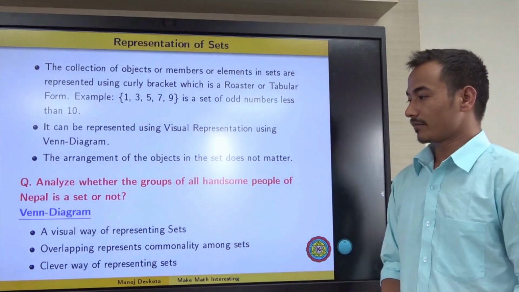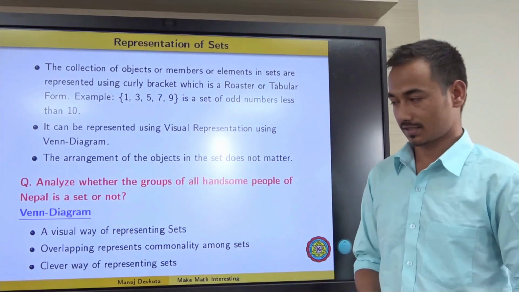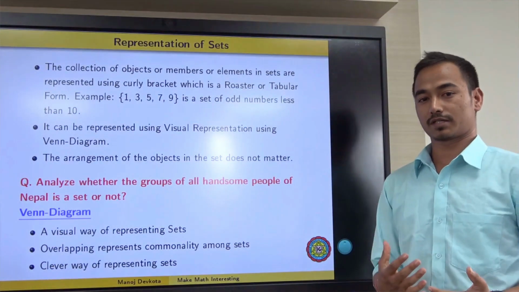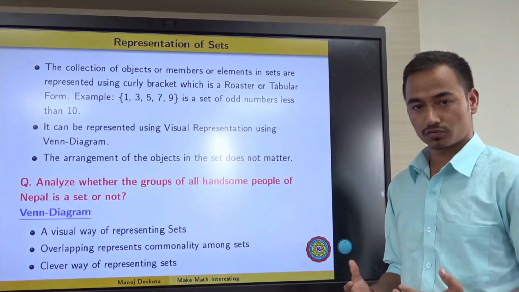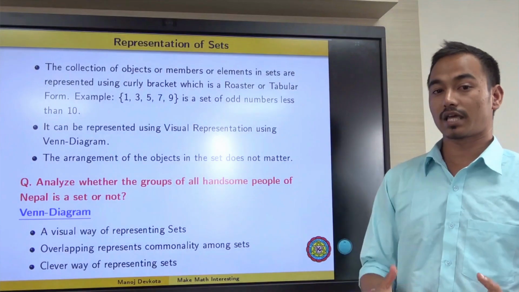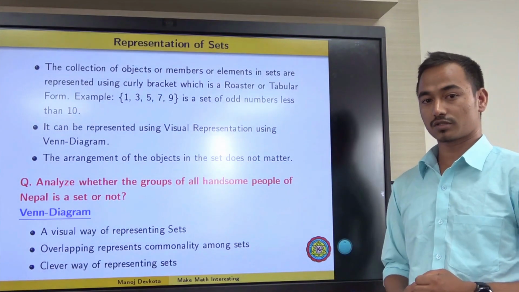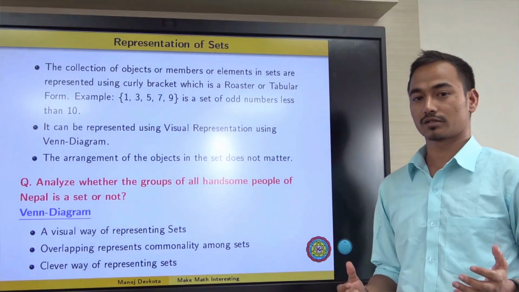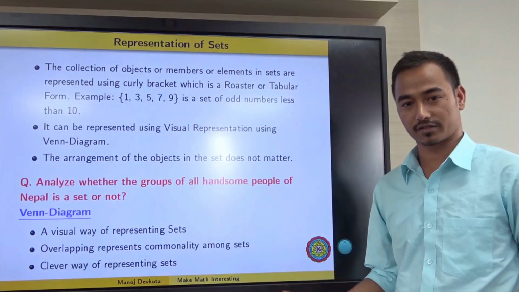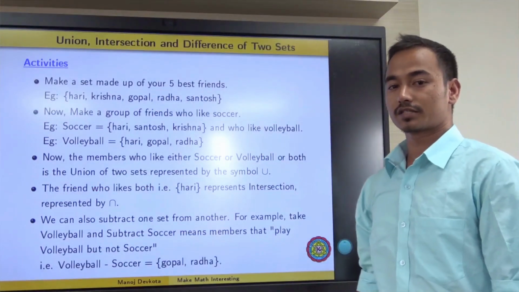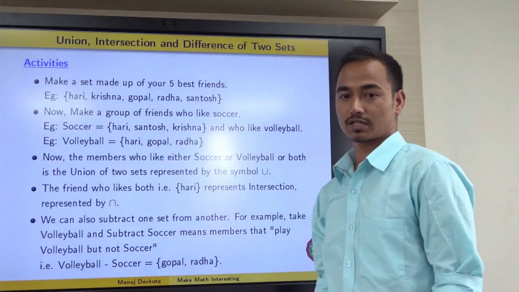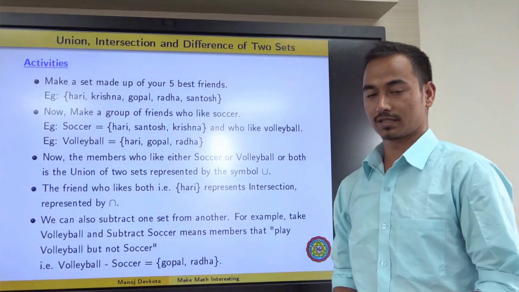So a Venn diagram is a visual way of representing sets, and overlapping represents commonality between two sets. It is a clever way of representing sets because it gives a lot of information, because one picture can say 100 things. Now let's move on to the union, intersection, and difference of sets.